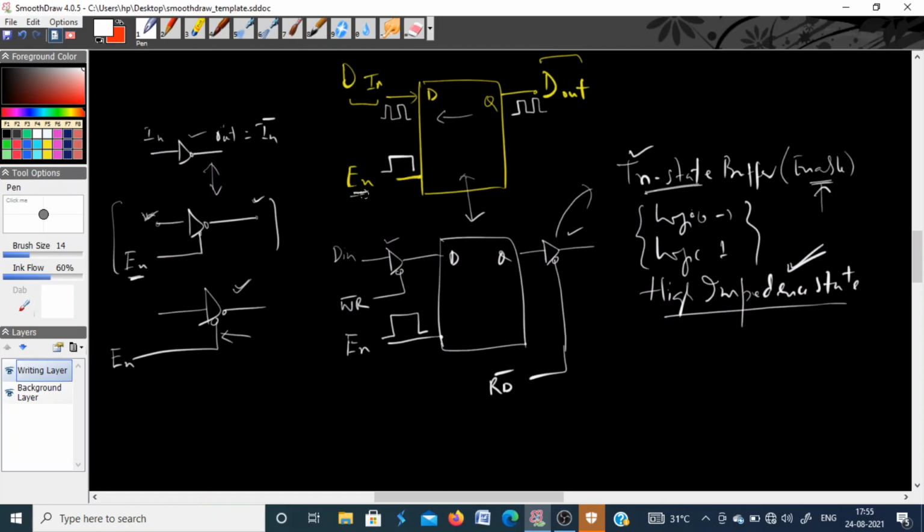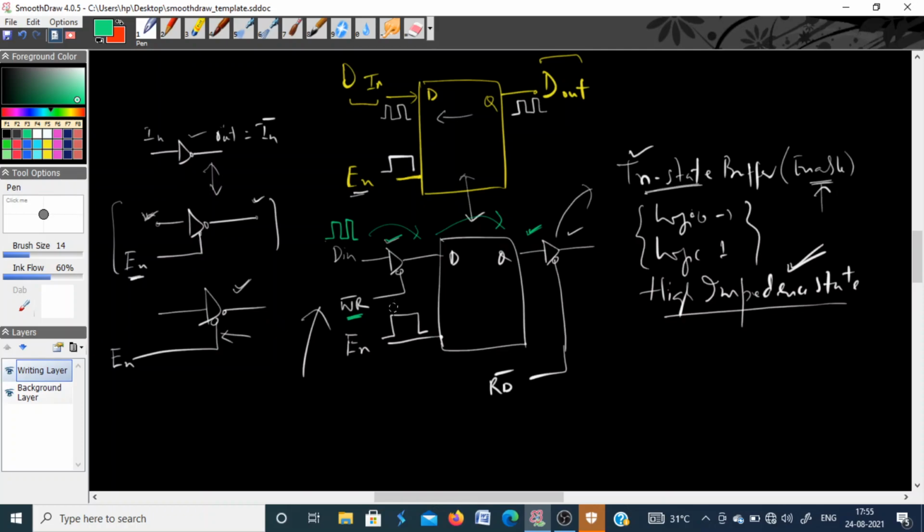Enable is nothing but basically the clock now. So clock is denoted as enable. But if you see this diagram, if the enable is high and you apply some input at D in, will that input come to this? Of course, that will come to the output only when you enable this tri-state buffer. That means you apply a logic 0 to this tri-state buffer, then only this input will come here, then from here it will go here.